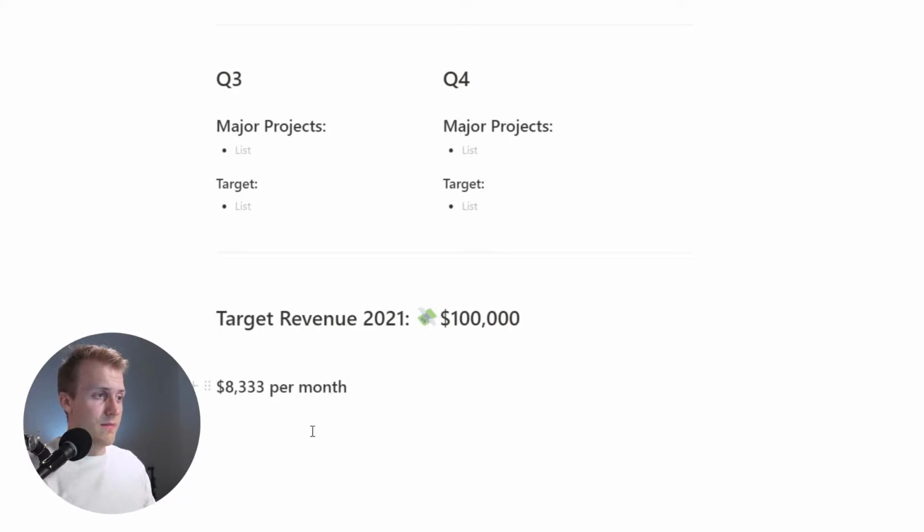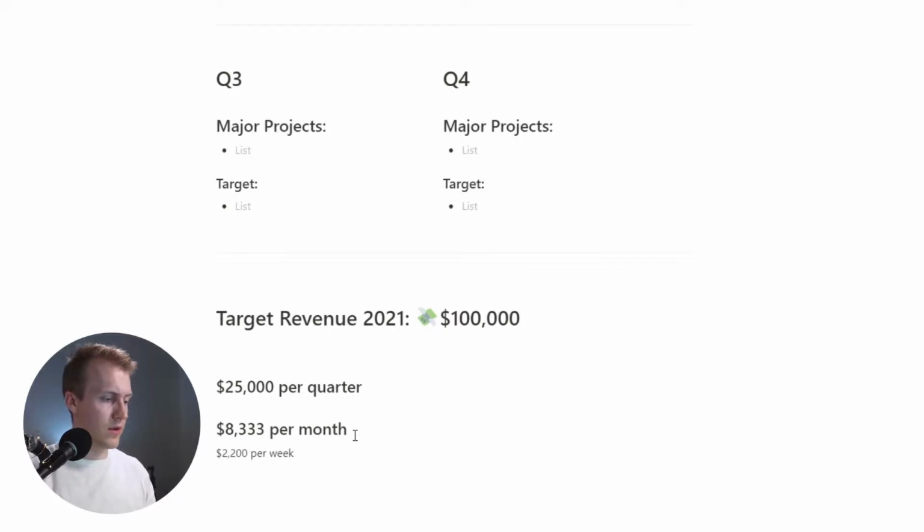100,000 means 25,000 a quarter. When I look at this, I say, okay, 25,000 per quarter, 8,000 per month, so that is roughly $2,000 a week. Let's call it 2,200 a week.